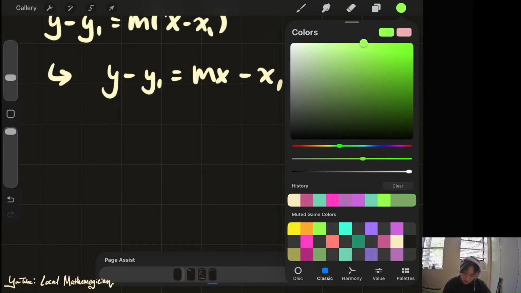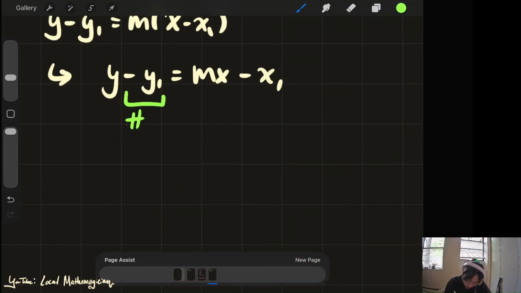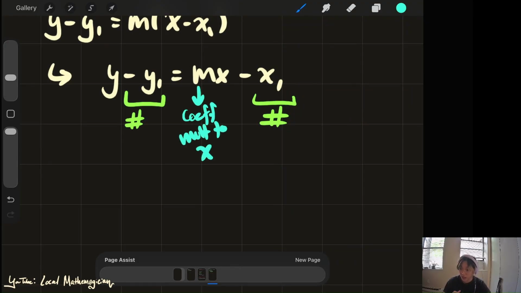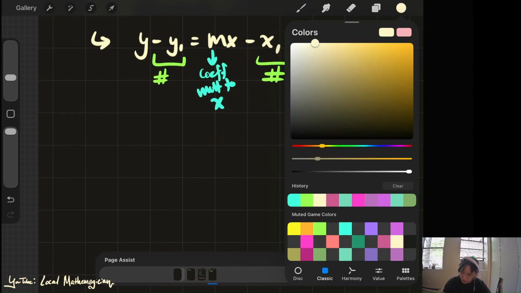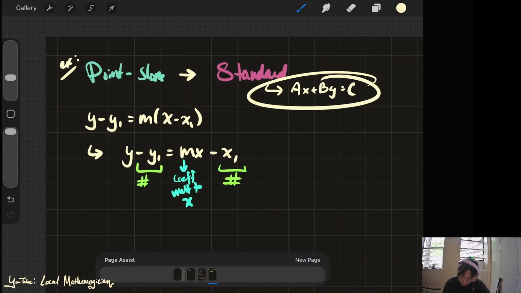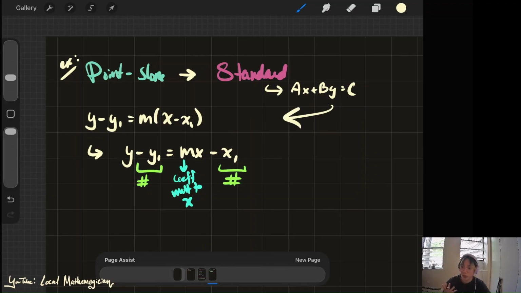So the first thing we'll make note of is this is a number, this is a number, and this is a coefficient multiplied to x, which is a variable. X is a variable, right? Okay, this form has numbers on one side and variables with maybe coefficients on the other, okay?